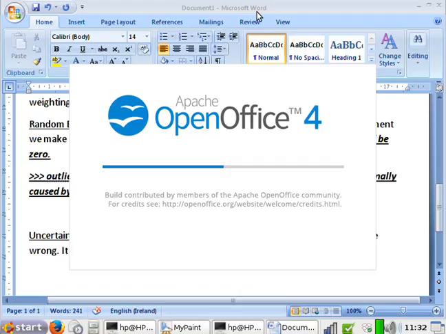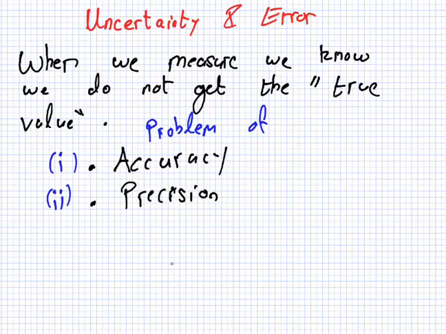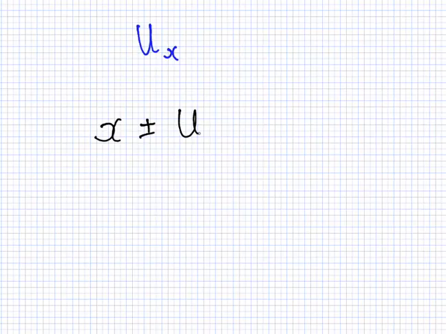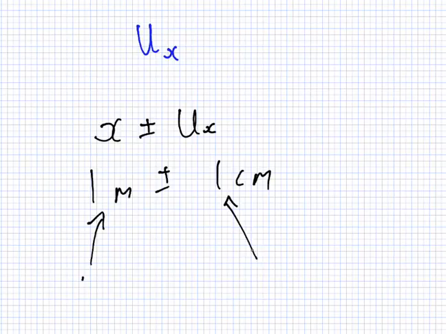Now, different books and different notes will use different letters. But for me, I use U with a little X, and this would be the uncertainty for X. So for example, I would have X plus or minus UX. For example, 1 meter plus or minus 1 centimeter. So this is my measurement, this is what I measure, and then this is my uncertainty.